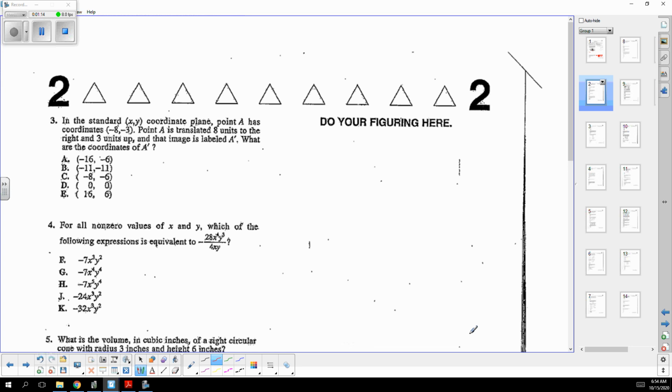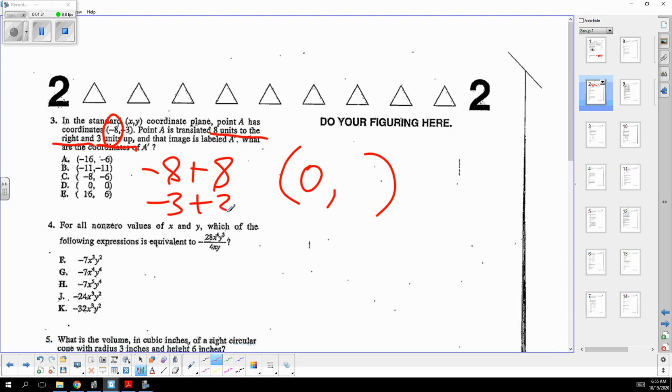A shift. When you shift something 8 units to the right, you add 8 to the x. So it's negative 8 plus 8. When you shift something 3 units up, you add 3 to the y. So the ordered pair is 0, 0, D.